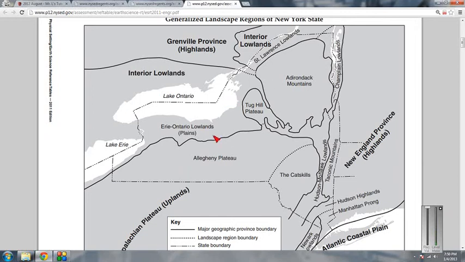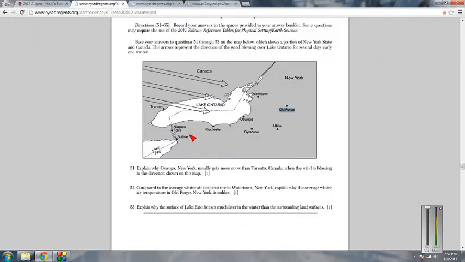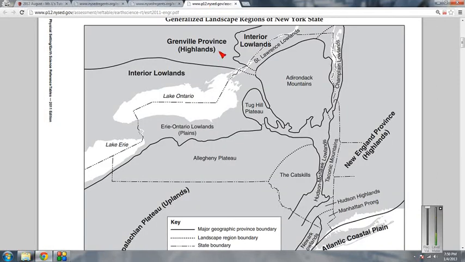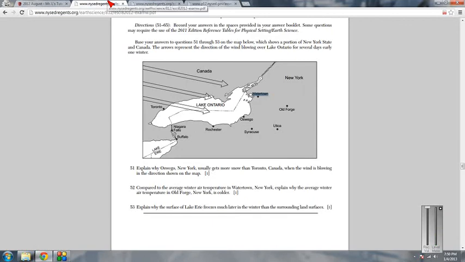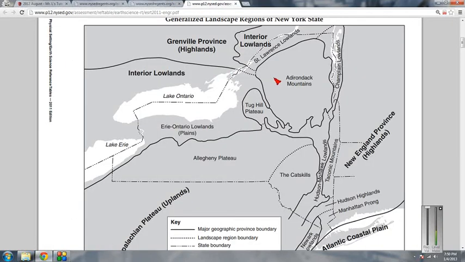Now, you may look at this and you may say, how does this help me? Well, you have Lake Ontario right here, and although you really can't tell exactly where the two regions are, we're looking for Watertown again, which is up here, so let's find it here. Okay, so it looks like it would be up here, in the lowland plains. And if you look at Old Forge, it's located kind of next to it, but a little bit away. And if you slide over and up, you're looking at the Adirondack Mountains.